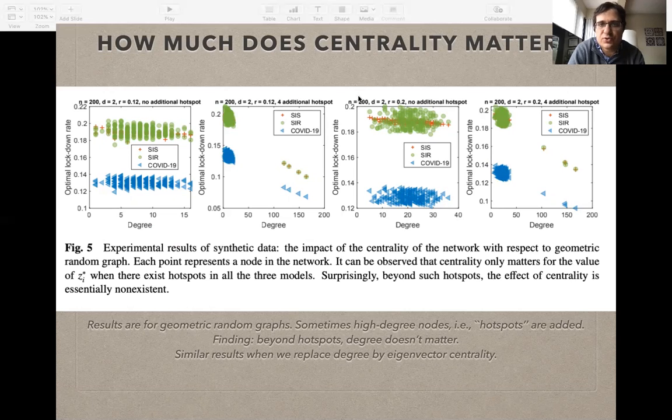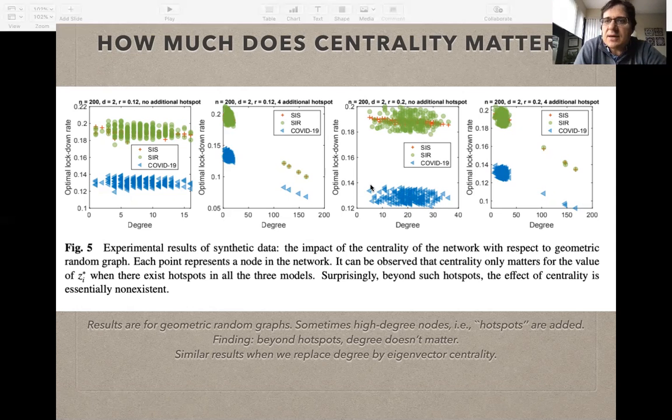This is 200 nodes. And yet, even though there's a factor of 4 difference, there's barely any difference in terms of the optimal shutdown. There's a very slight negative slope, but if you look at the range of the y-axis, this is these ZIs, the strength of the shutdown, they vary between something like 0.12 to 0.14. So basically, a factor of 4 difference has almost no effect.